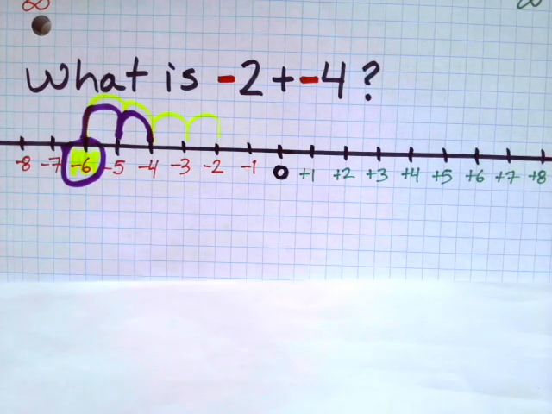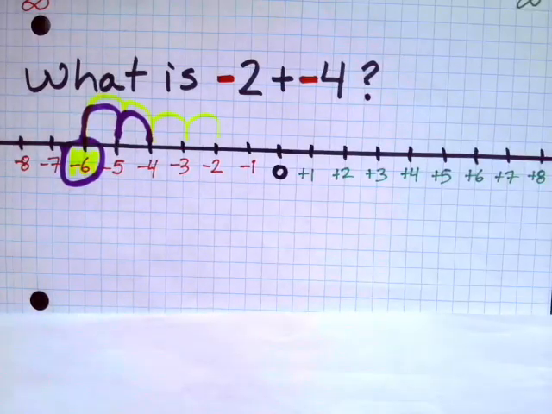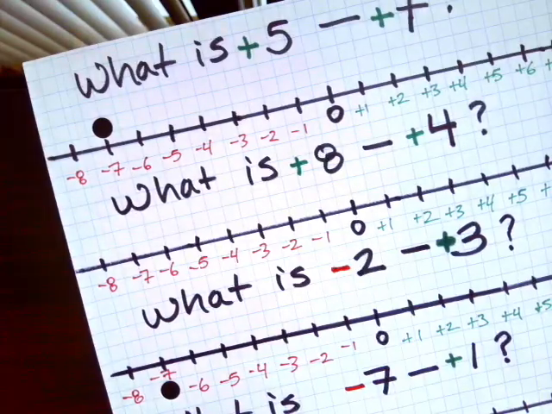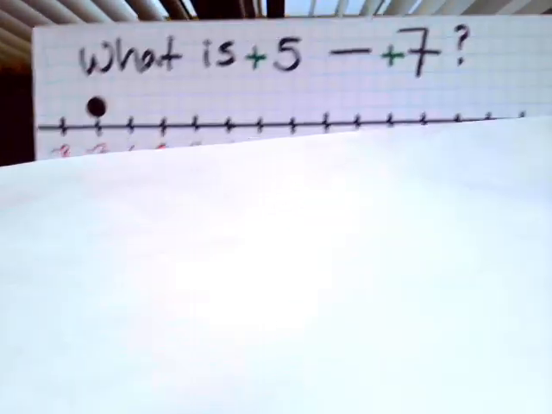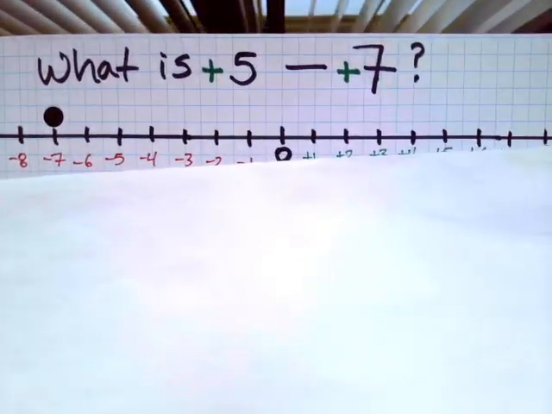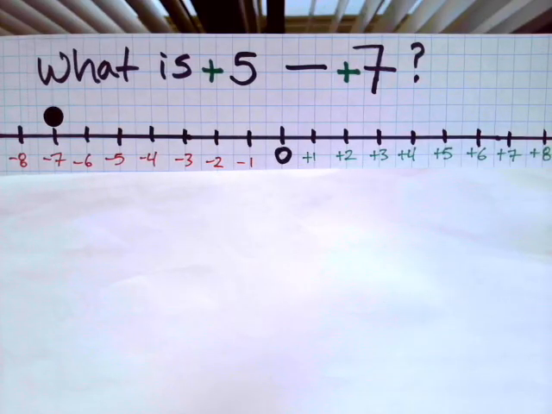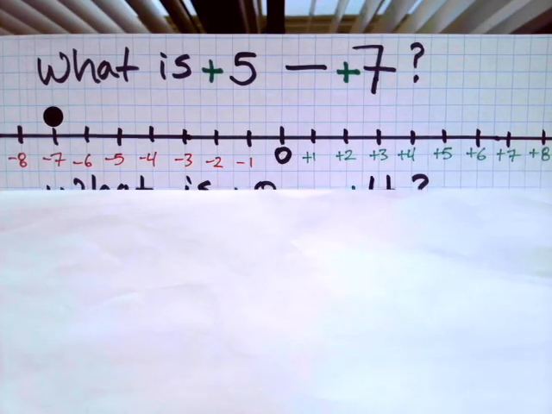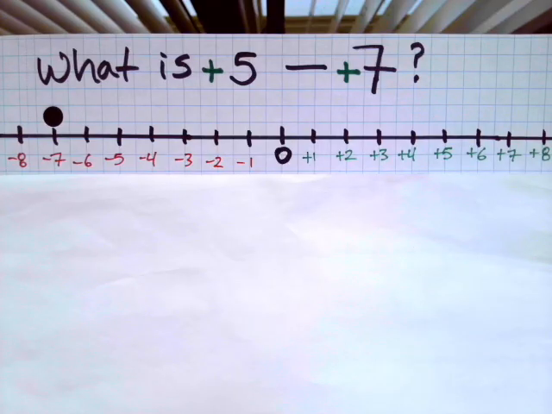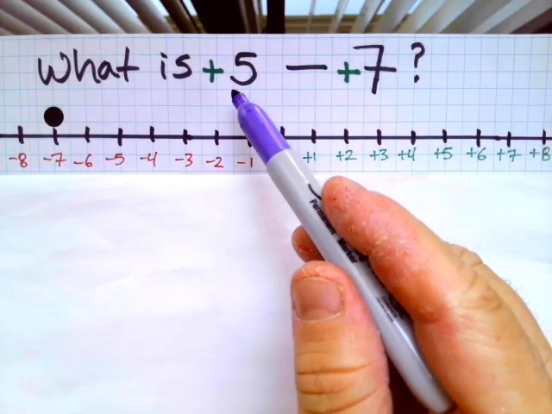I think I may have some more examples for you. Let's go over and check those examples out now. So what is a positive 5 minus a positive 7? Okay, so again, you can start at either direction. I could start at a positive 5.